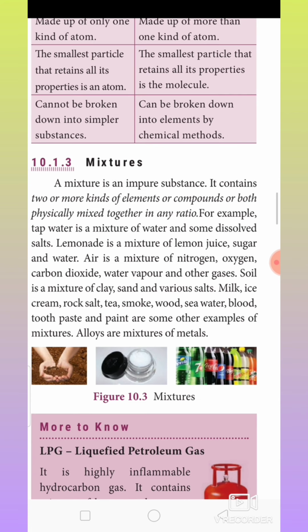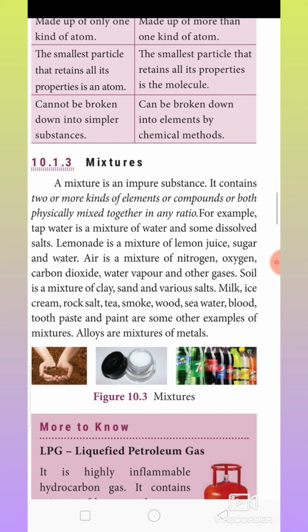It contains two or more kinds of elements or compounds or both physically mixed together in any ratio. See, in the previous case, compound, we have seen that two or more elements combine together to form new substances. But it should be combined chemically in the case of a compound. In the case of a mixture, two or more elements can be combined together physically. There is a difference between physical composition and chemical composition.